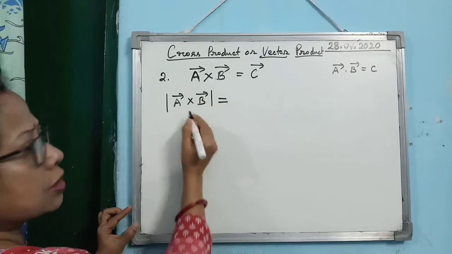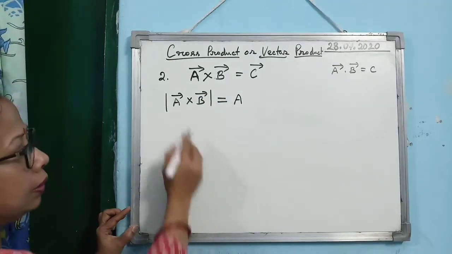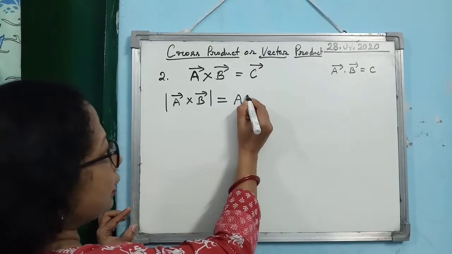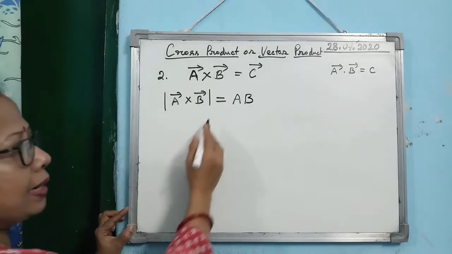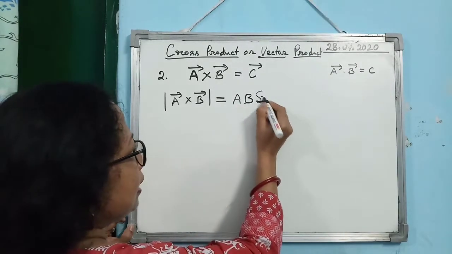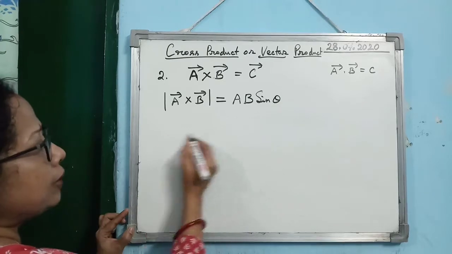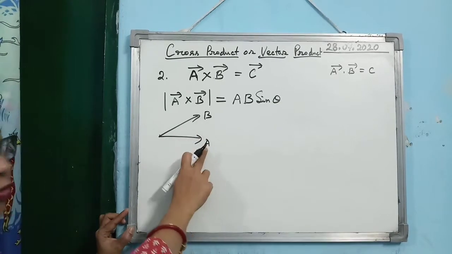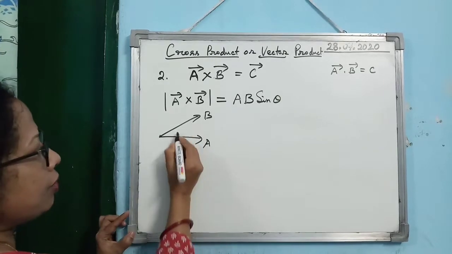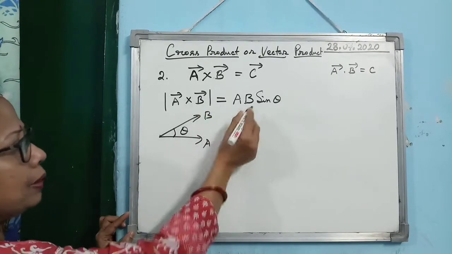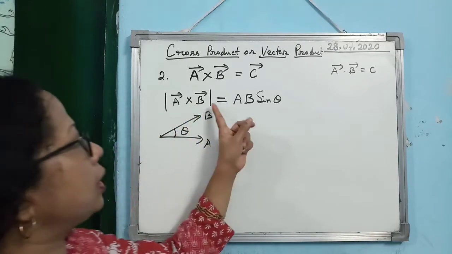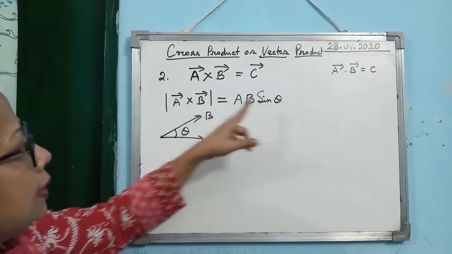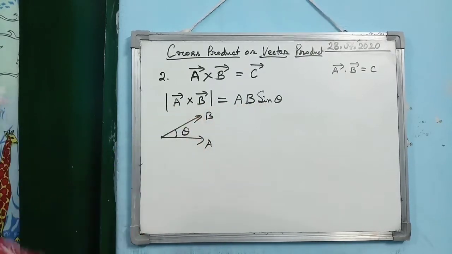Magnitude of A cross B, the magnitude of the cross product, is the magnitude of the first vector multiplied by the magnitude of the second vector multiplied by the sine of the angle between the two vectors. So if A is the first vector, B is the second vector, and theta is the angle between them, then how do we find the cross product? It will be AB sine theta. Remember, AB sine theta is the magnitude of the cross product.